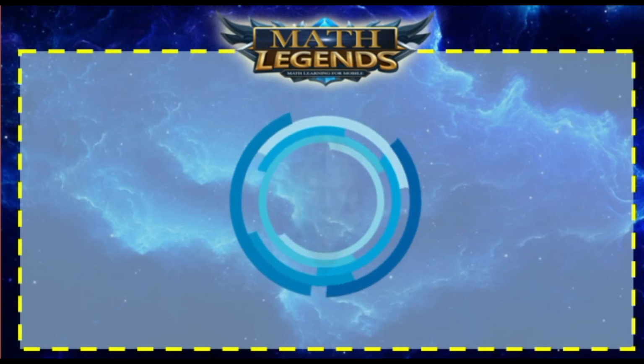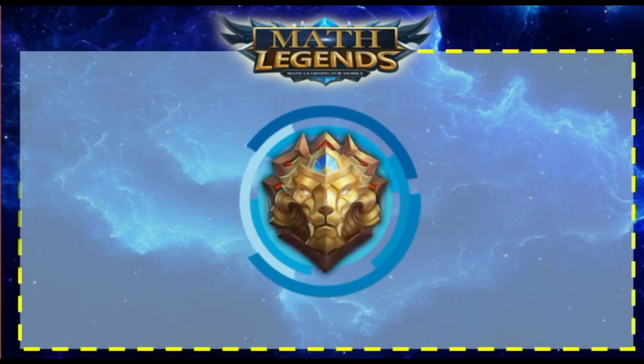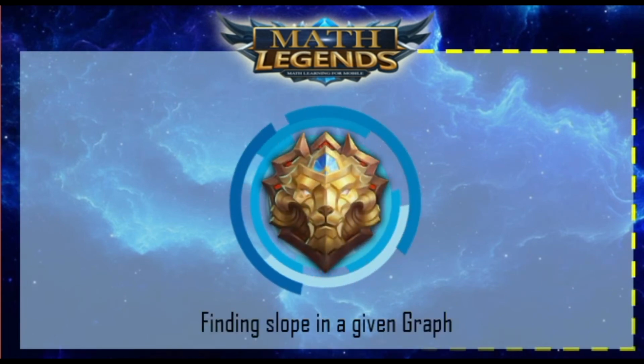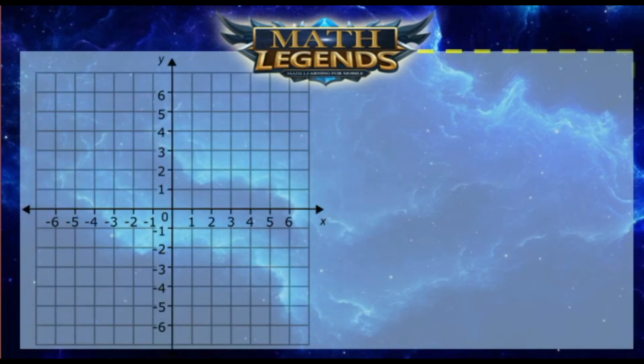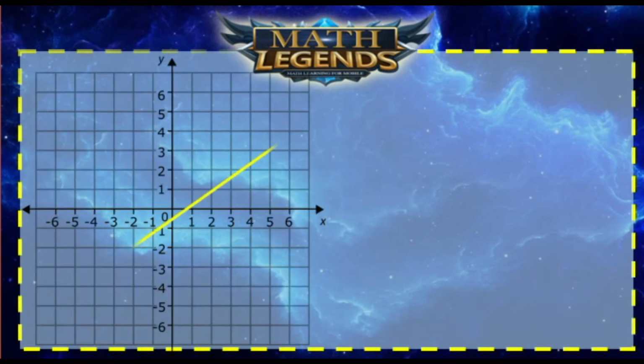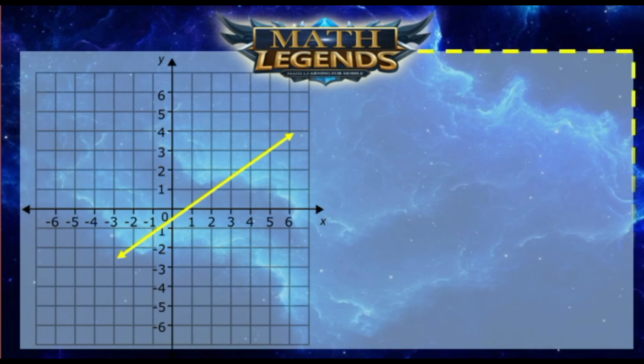Now let us have the next lesson, which is all about finding slope in a given graph. Given the Cartesian plane and a line inside the Cartesian plane, let us try to find the slope of this given line.